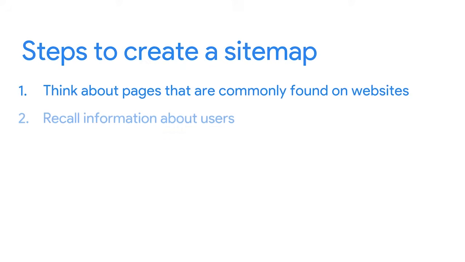Second, recall the information you already know about your users. At this point in the design process, you've already done quite a bit of research, like empathy maps, personas, user stories, and user journey maps. You should know the users of your website pretty well.